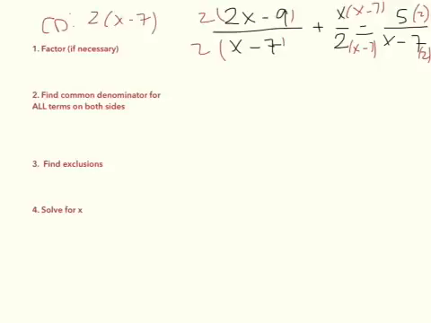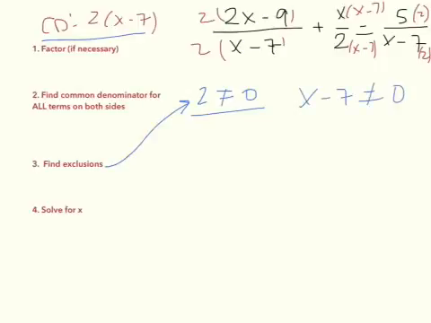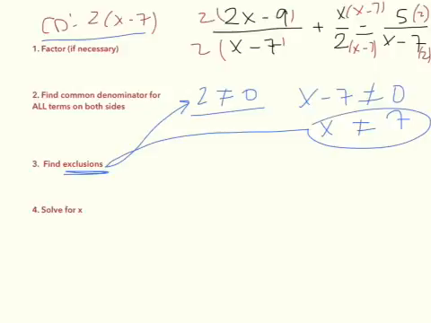Now, I want to find my exclusions. Okay, so I take my common denominator and I set it equal to 0. I set each term. So 2 cannot be 0, which it's already not, so nothing happens there. Then x minus 7 cannot equal 0. So x cannot be 7. That's my exclusion, that x cannot be 7.